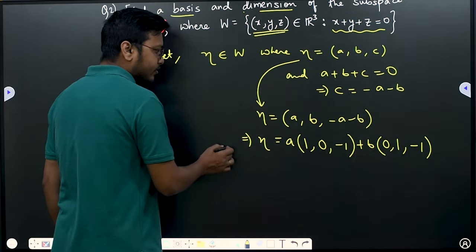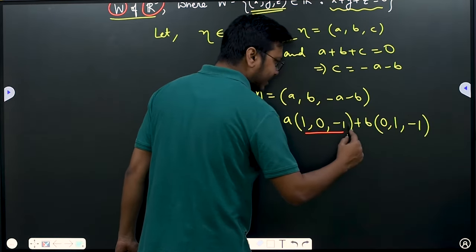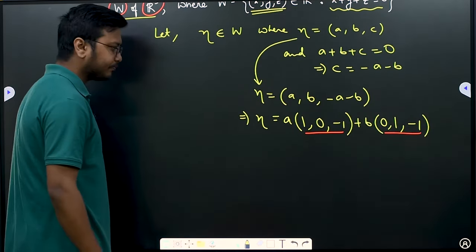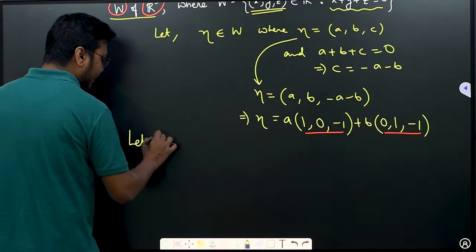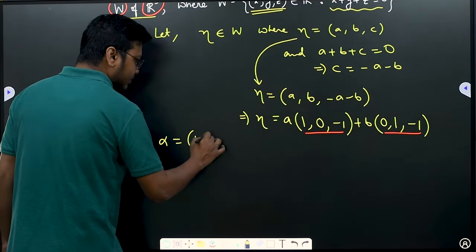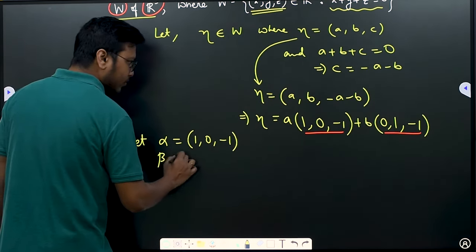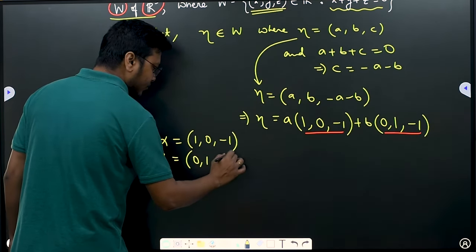Acha. Now let's give some names to this element and this element. Let me say that alpha equals (1, 0, minus 1), and beta equals (0, 1, minus 1). Okay.